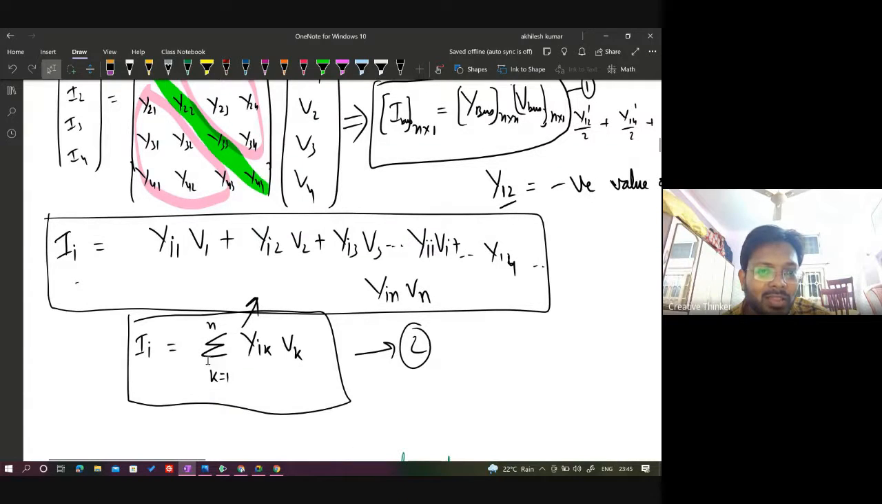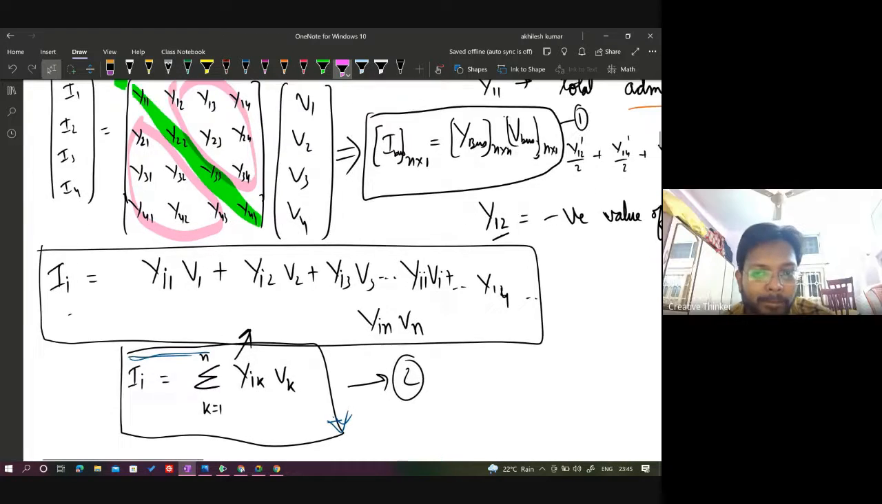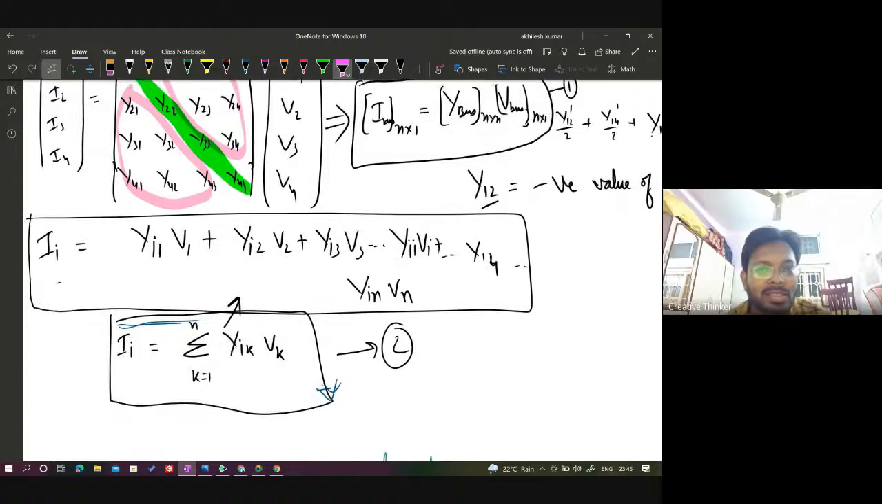In the summation form, I can write Ii is equal to the summation of Yik into Vk from k equals 1 to n. This you have to remember, this thing is very important. This summation part, you can understand that many things come from here. Okay, this is very important.